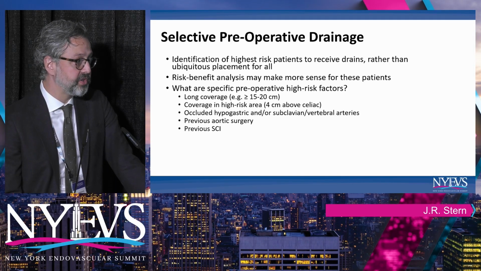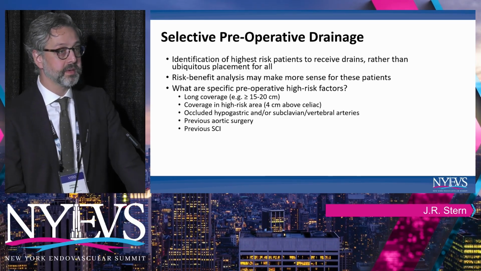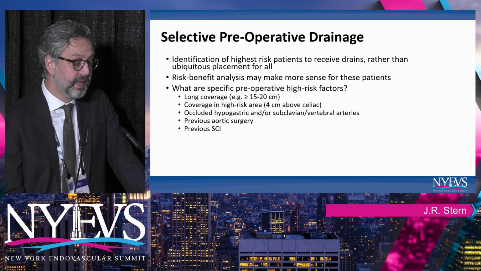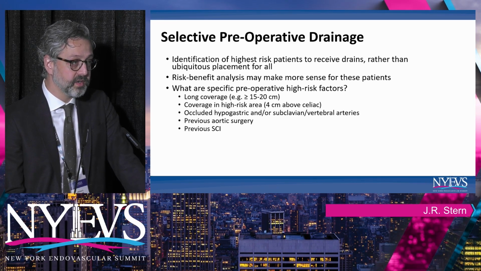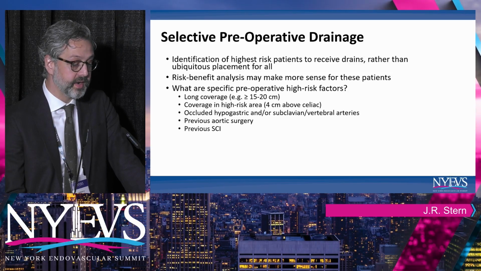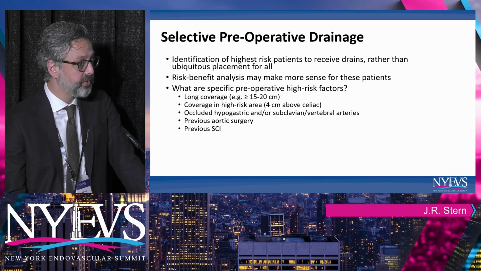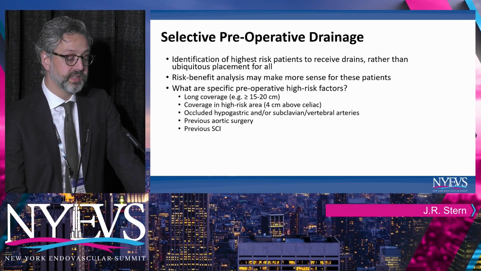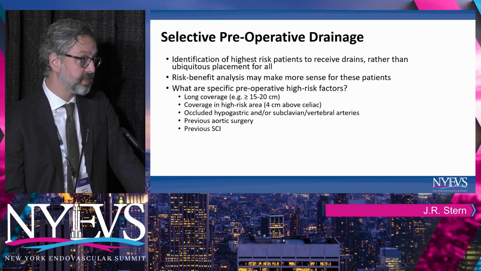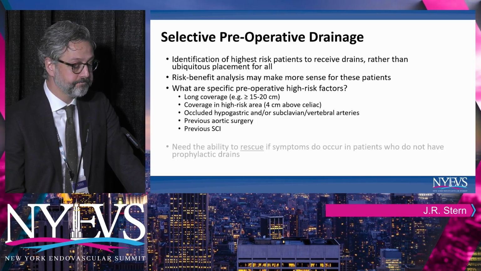So what is selective drainage then? I think this makes some intuitive sense. If there's risk involved, then you need to identify those patients who are at highest risk of SCI so that you can drain those patients, but not necessarily everybody. And so the high risk factors that I think are generally accepted would be long coverage, and that's somewhere 15 to 20 centimeters or greater, coverage in a high risk area, so just above the celiac, preoperative occlusions of the hypogastrics and/or subclavian vertebrals, previous aortic surgery, and history of a previous spinal cord injury, for example, in cases of staged repairs.